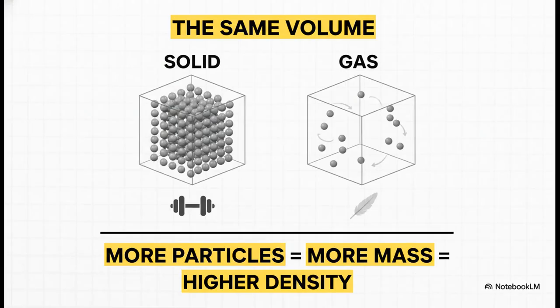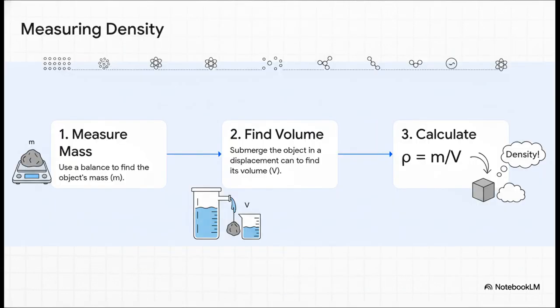And see how this ties straight back to our particle model? Imagine you've got a box. If you fill it with a solid, the particles are all jammed in together, right? You can fit loads of them in. But if you fill that same box with a gas, the particles are all spread out. So more particles in the same space means more mass, and that means a higher density. Simple as that.